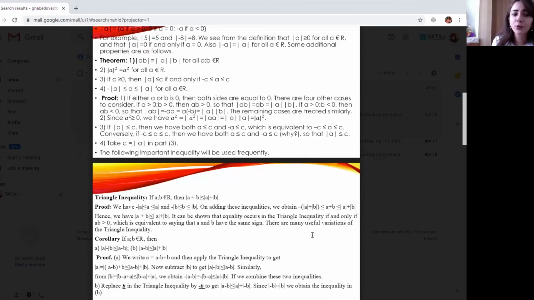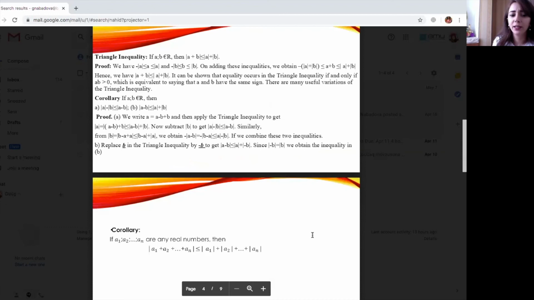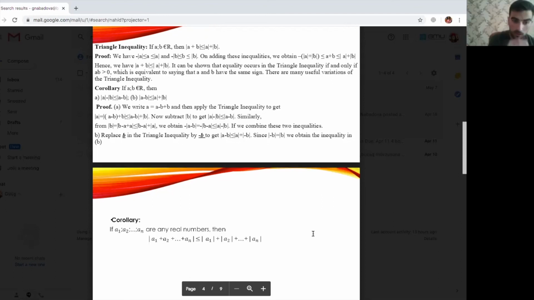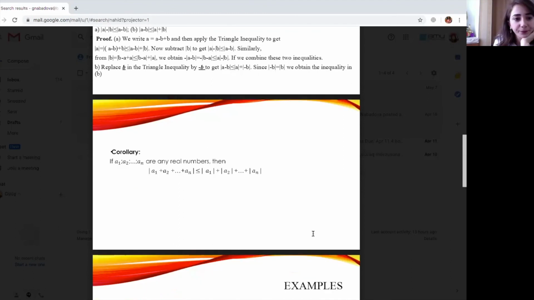You don't need to prove the theorem. Just keep going. Triangle inequality. If A, B are real numbers, then |A + B| is less than or equal to |A| + |B|. Great. Do we need the proof? No, you don't need to prove it. Just keep going. The corollary.